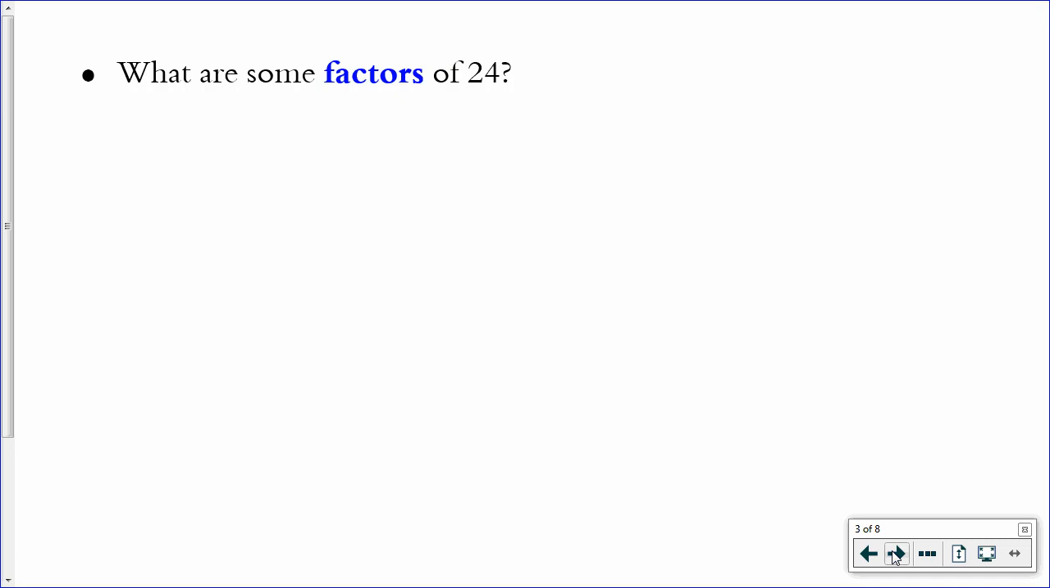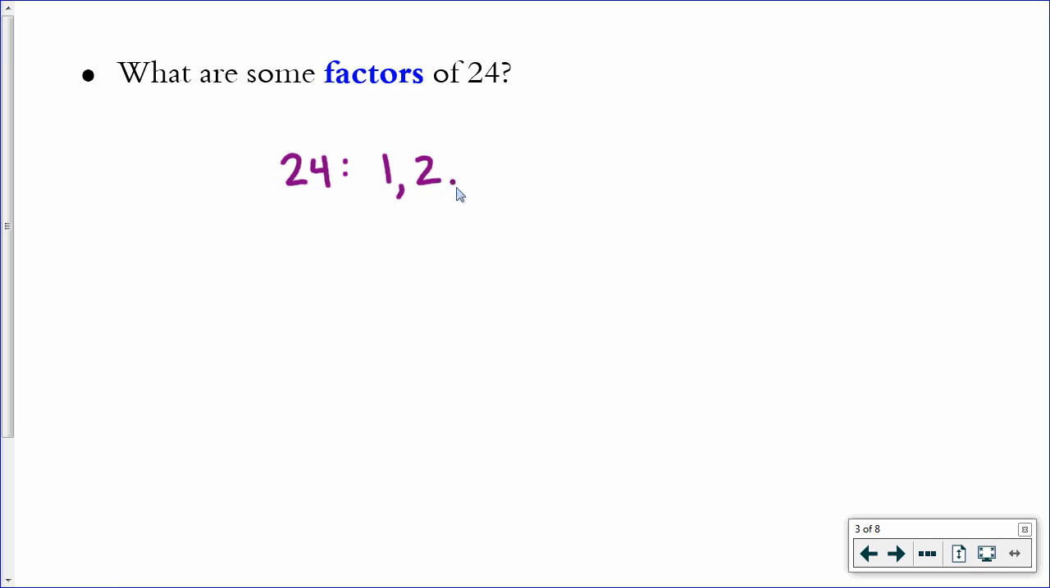Factors are going to be natural numbers that go into something evenly. So if I'm looking for the factors of 24, I'm looking for only the positive whole numbers that can go into 24 evenly. So if I'm listing out the factors of 24, I can start from the number 1, which I know goes into 24 evenly, and just keep rising and check in my mind if 24 can be divided by the next number. So can it be divided by 2?